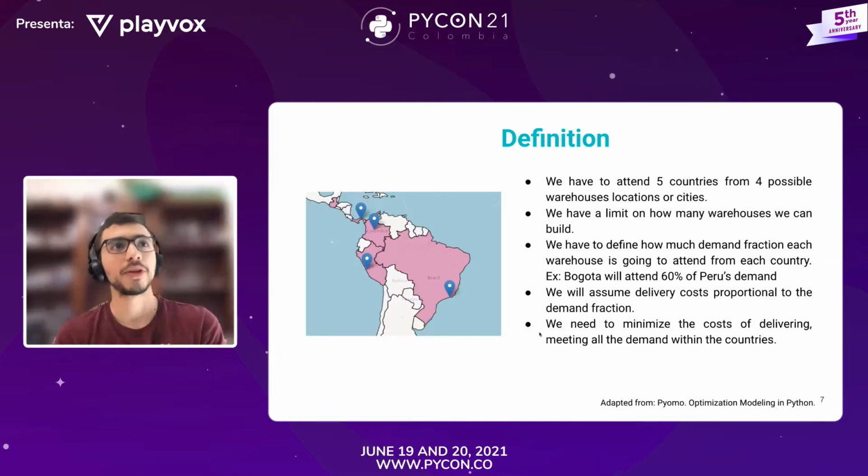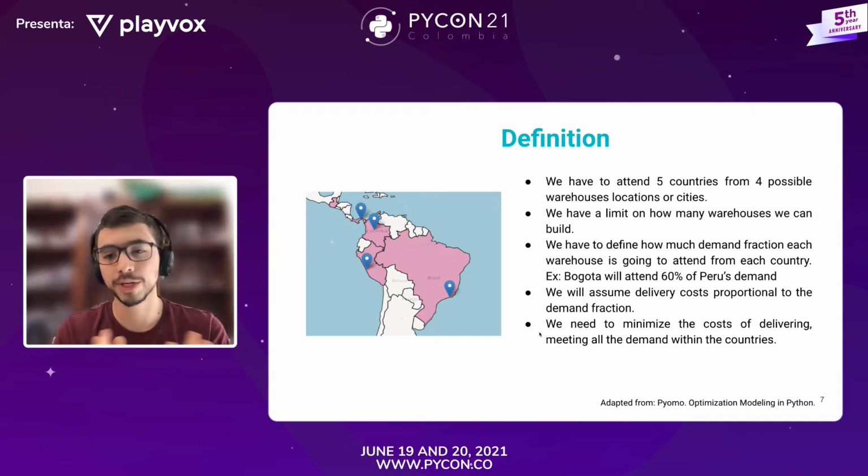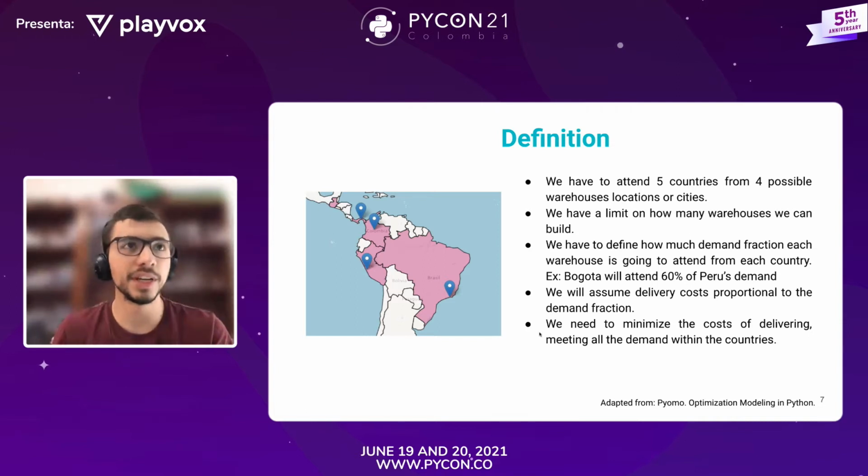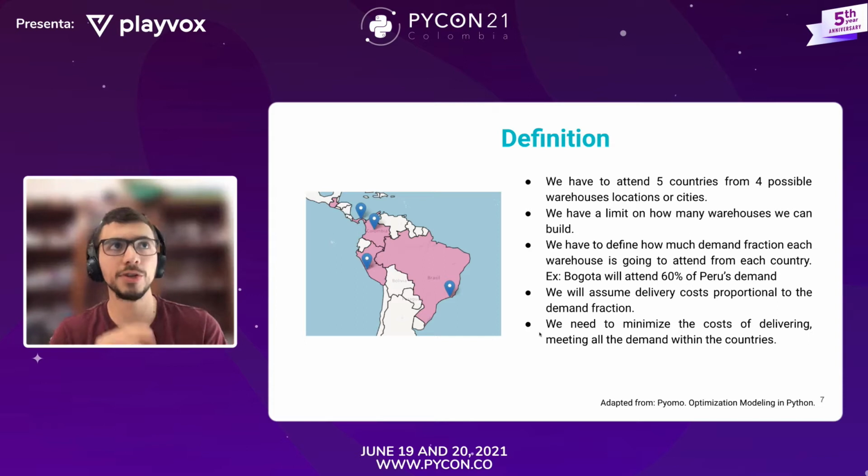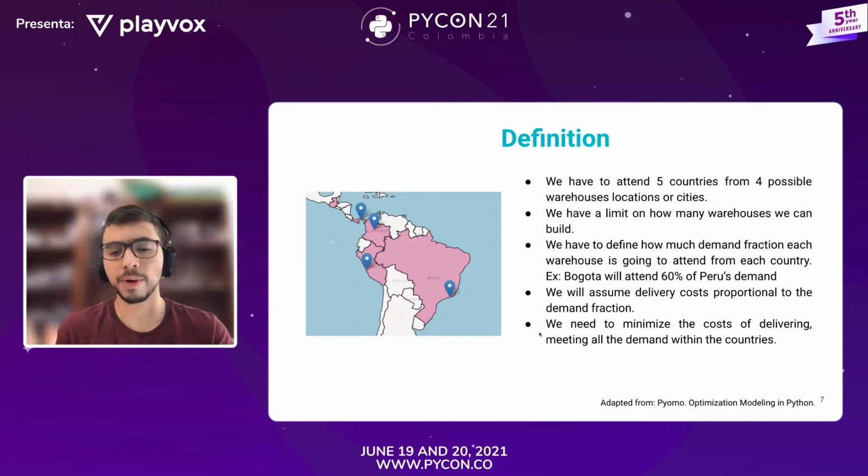Okay, so what's the problem? Let's suppose that we have 5 countries, for example, Guatemala, Panama, Colombia, Peru, and Brazil. And we have 4 possible warehouses or cities where we are going to locate them. For example, we have here Ciudad de Panama, Bogotá, Lima, Peru, or Rio de Janeiro. And we have a requirement that we cannot build all the warehouses. We can only build up to a limit. We don't know the limit yet.